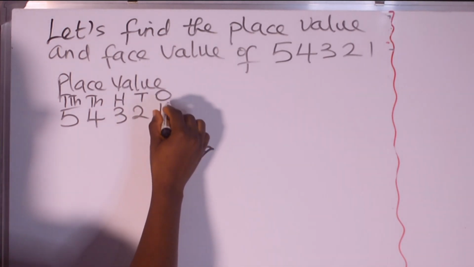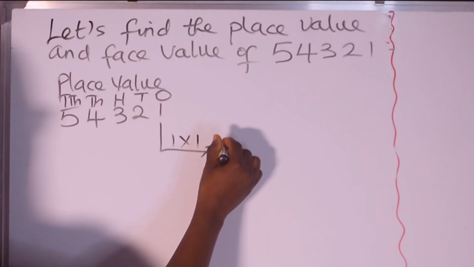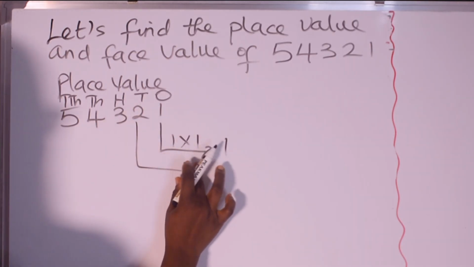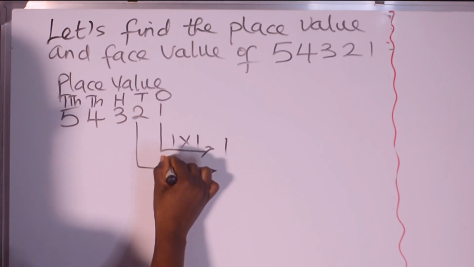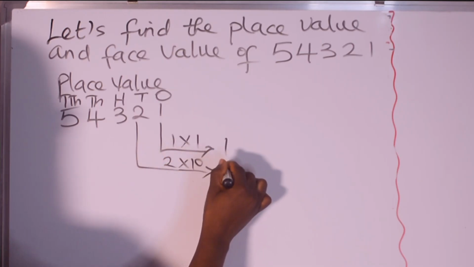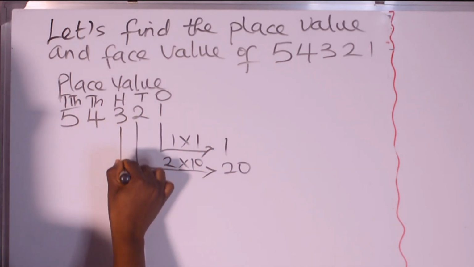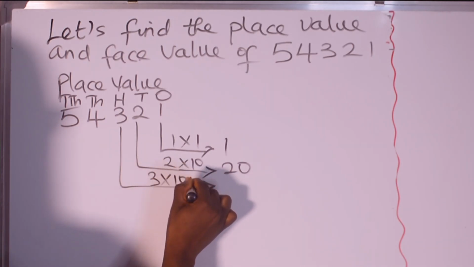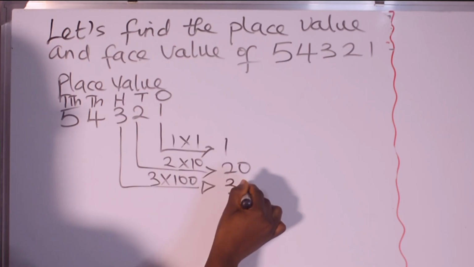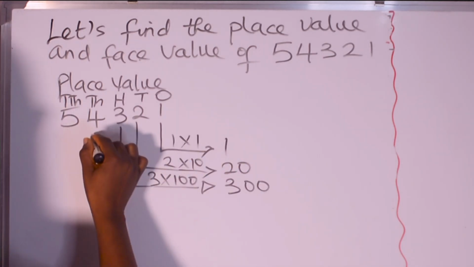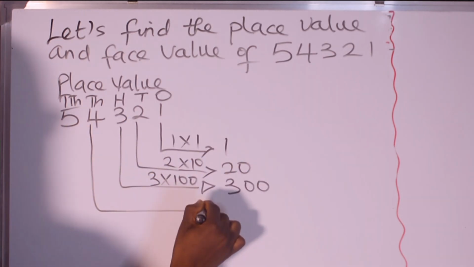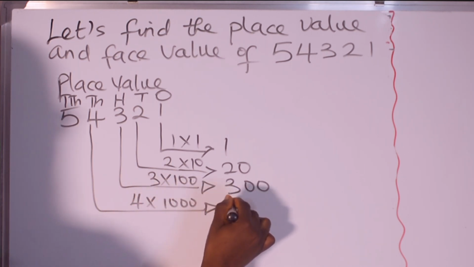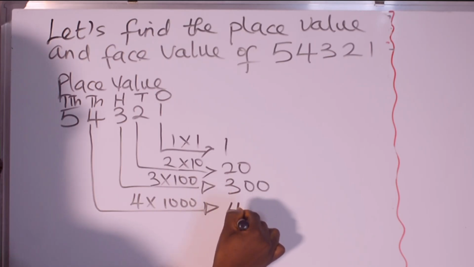So you have, since it's under 1, is 1 times 1, which is 1. Under tens is 2 times 10, which is 20. Under 100 is 3 times 100, which is 300. Under thousands is 4 times 1,000, which is 4,000.